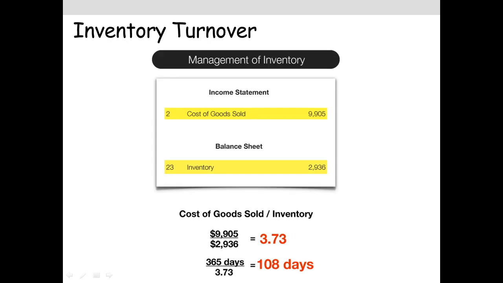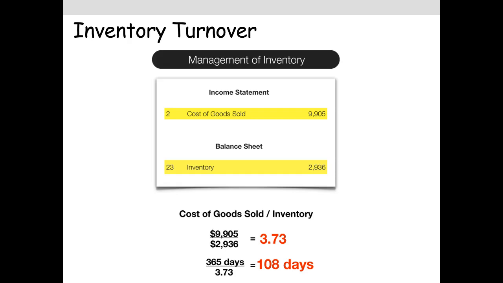The next one is inventory turnover, which means the management of inventory. Inventory means stocks; opening or closing doesn't matter. It is the management of total stocks. The formula is inventory turnover equals cost of goods sold divided by inventory. Cost of goods sold is 9905 divided by inventory amount 2936, which is 3.73. This means the company sells its inventory 3.73 times in a year.